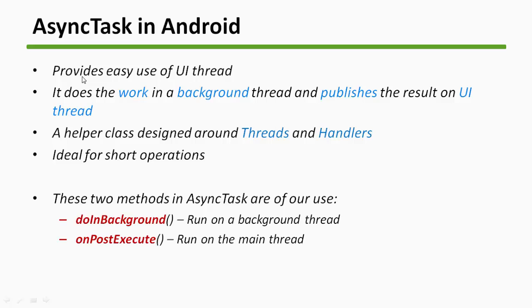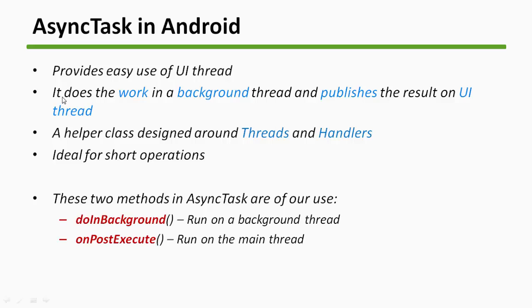AsyncTask provides you easy use of the UI thread. What it does is it works in the background thread. It does the work in the background thread and publishes the result on the UI thread. So what will happen actually? The whole process of fetching the data from the server back to your mobile will be done on a background thread. And when it is done, and afterwards you want to change or show the results to the user on the UI, that part will be done on the main thread.